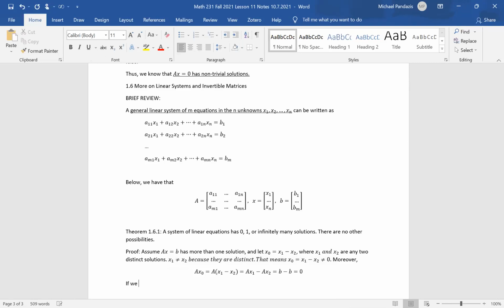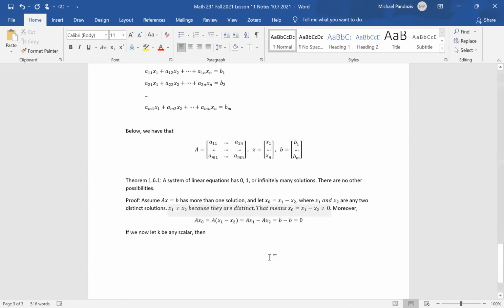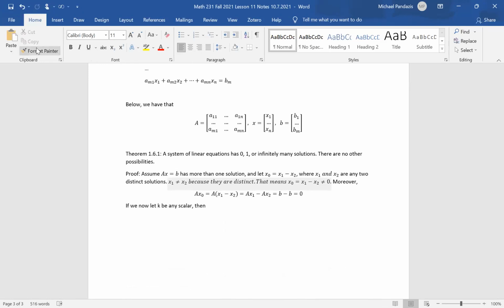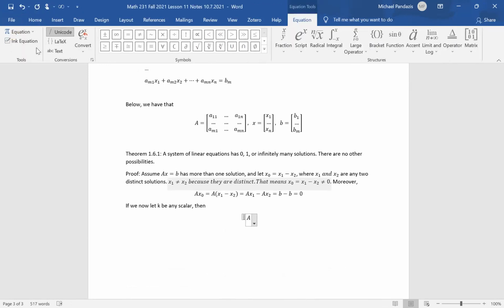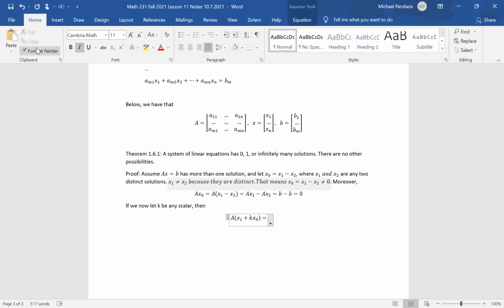Now, if we let k be any scalar, meaning any real number, watch what happens. We're going to take A times (x1 plus k x naught) and see what happens. We multiply A on the right by x1 plus k x naught. Well, that equals Ax1 plus A times k x naught.